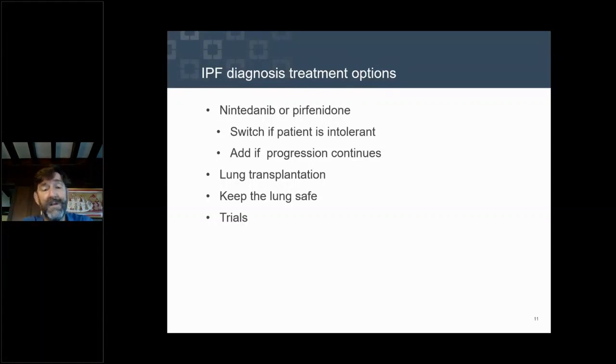There'll be a question out there of, do I ever use both? Sometimes if a patient is tolerating one antifibrotic well and progressing, I will add the second antifibrotic. We don't have any data on that, but they have different mechanisms of action, and I think maybe that will help the patient.